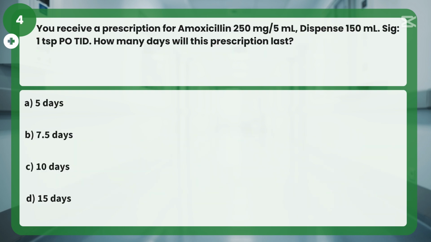Question 4. You receive a prescription for amoxicillin 250 mg per 5 milliliters, dispense 150 milliliters. Sig. 1 teaspoon PO TID. How many days will this prescription last? A. 5 days. B. 7.5 days. C. 10 days. D. 15 days.